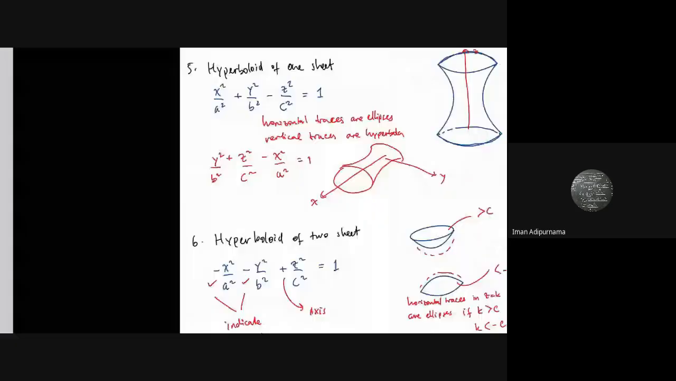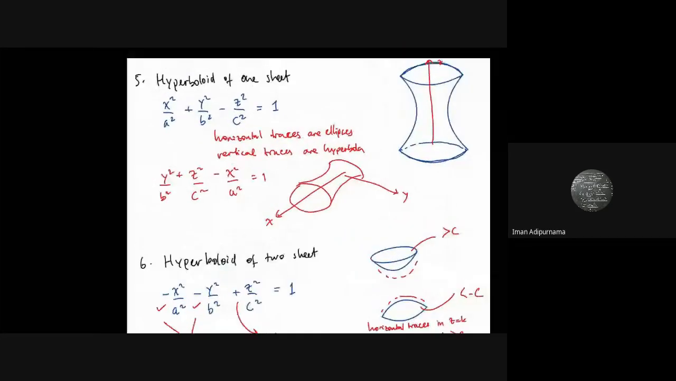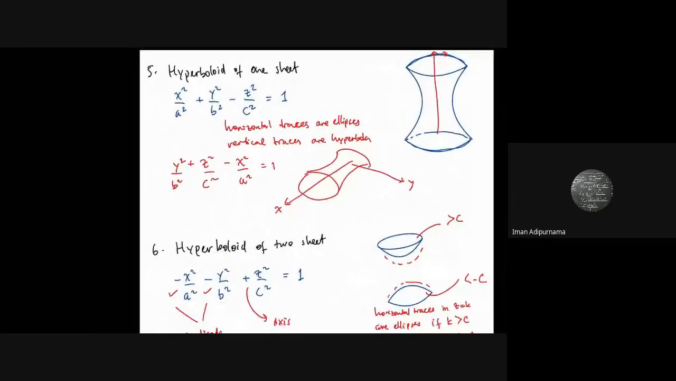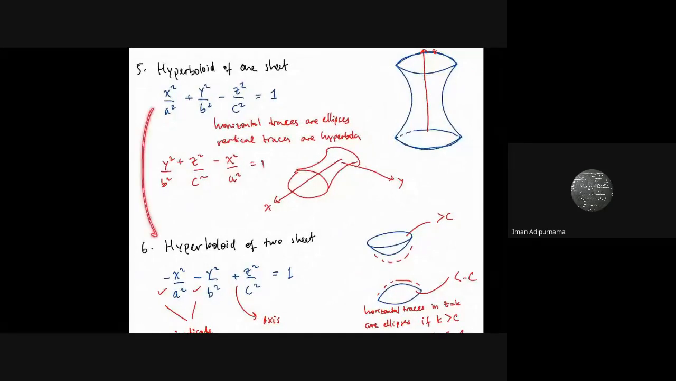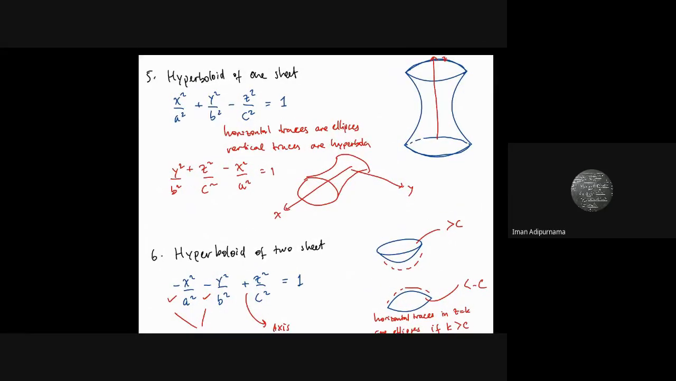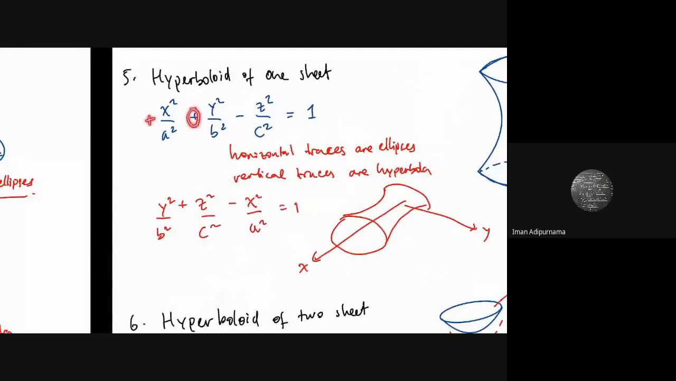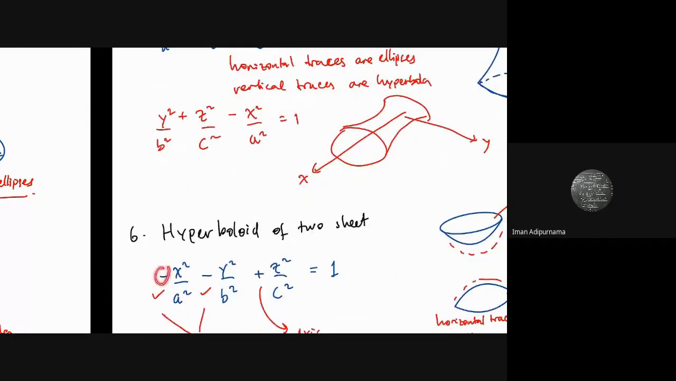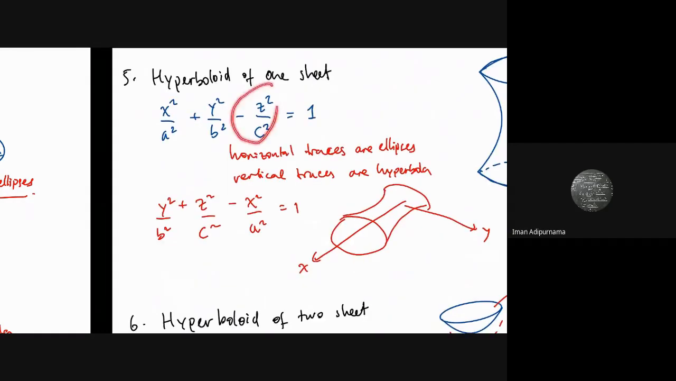Now the last two are the hyperboloids of one sheet and two sheets. It's kind of similar, both of these. The first one has two positive signs, and the last one has two negative signs. And the other sign, the positive sign in this one, becomes the axis. In this one, the negative sign becomes the axis. I hope you get it.